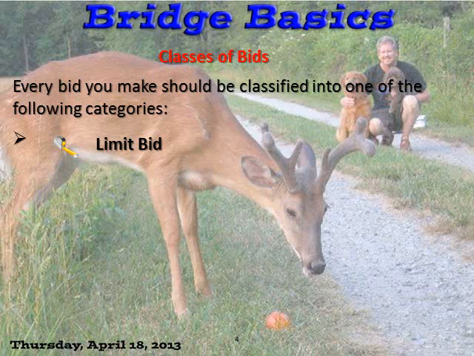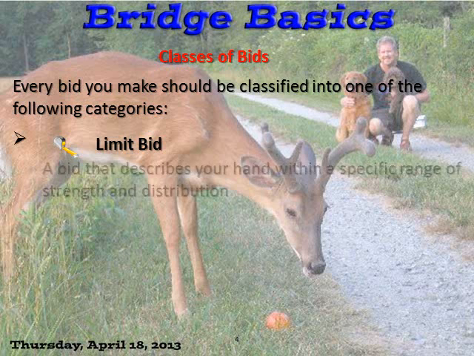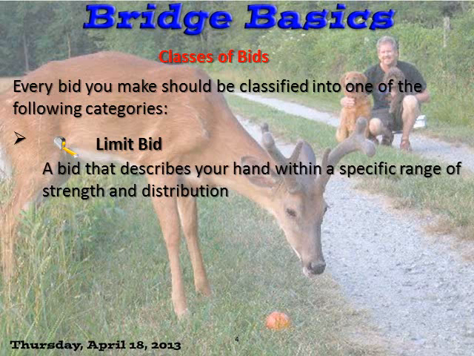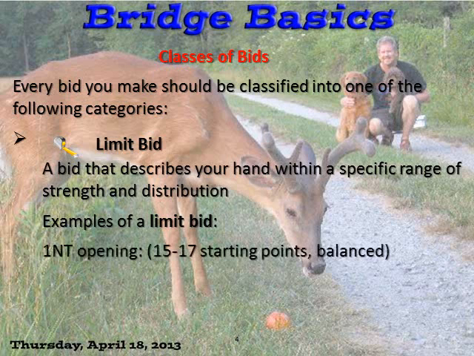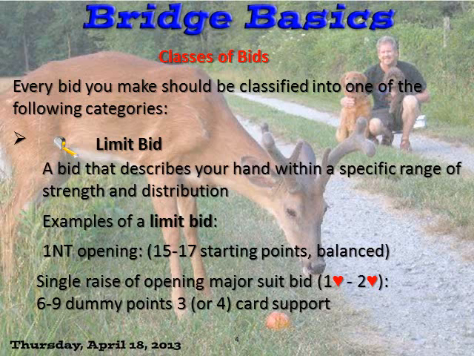A limit bid. It's measurable. A bid that describes your hand within a very specific range of strength and distribution. An example: 1 no trump shows a balanced hand, 15 to 17 starting points and balanced. Very specific, measurable. The single raise of partner's major suit opening, 1 heart, 2 hearts, 6 to 9 dummy points and 3, or depending on what you play, 4 card support.